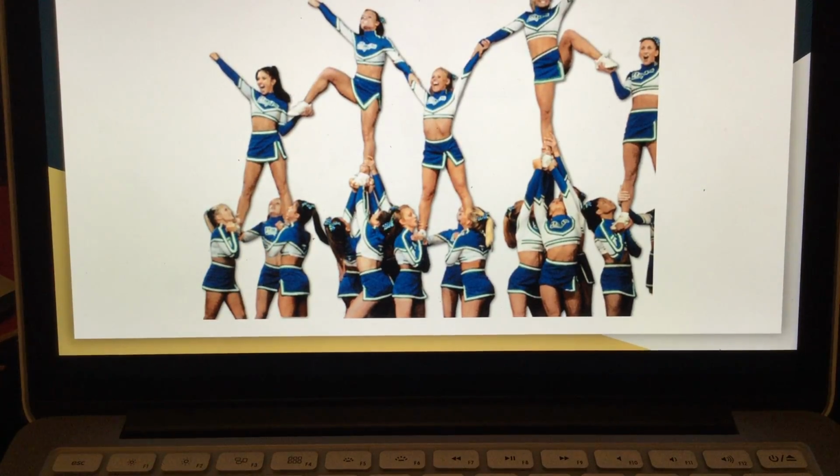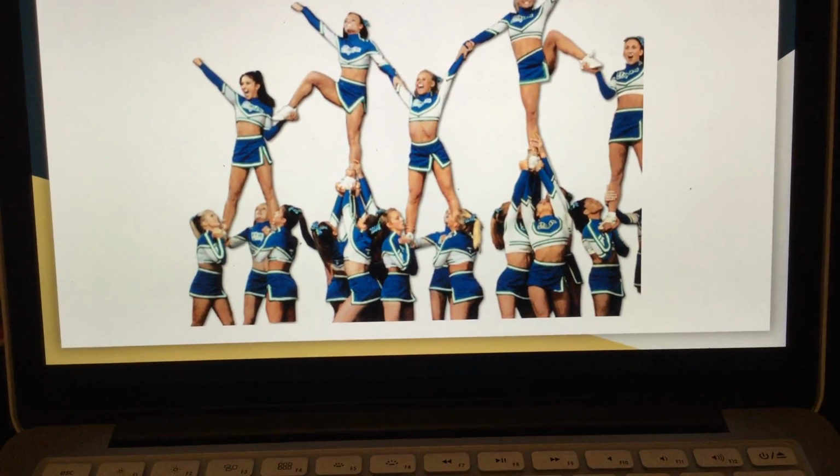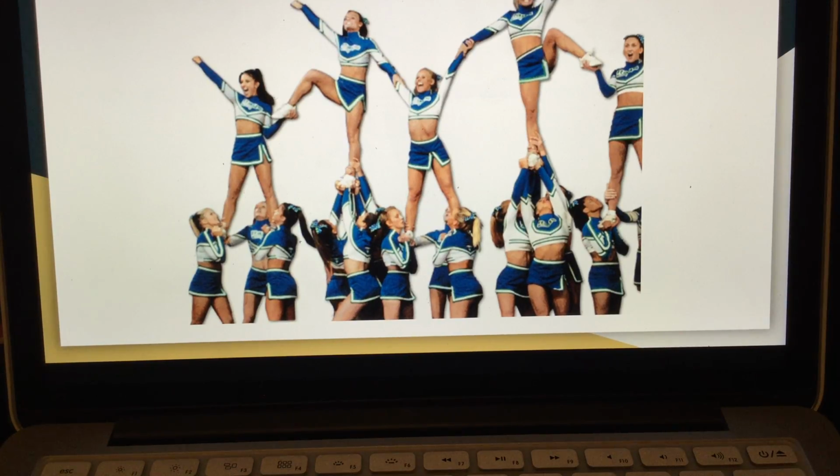And here's a group of cheerleaders, again just doing some simple formations. As you see, the individuals on top are known as the flyers, and the group of 3 to 4 girls down below holding them are known as the supporters.